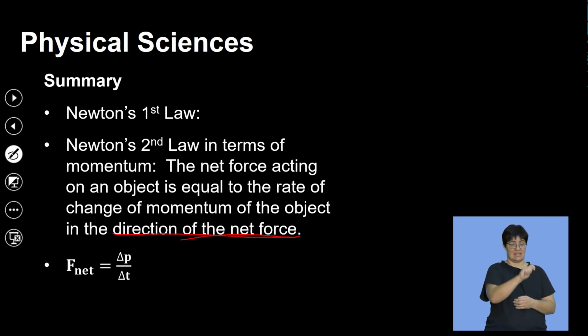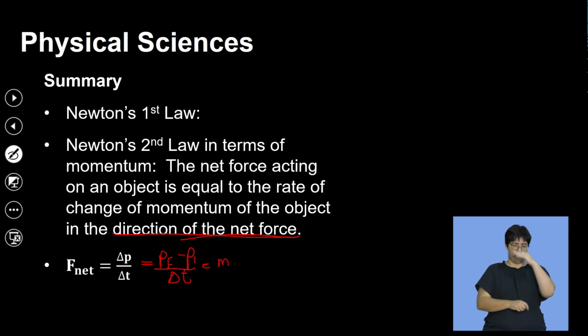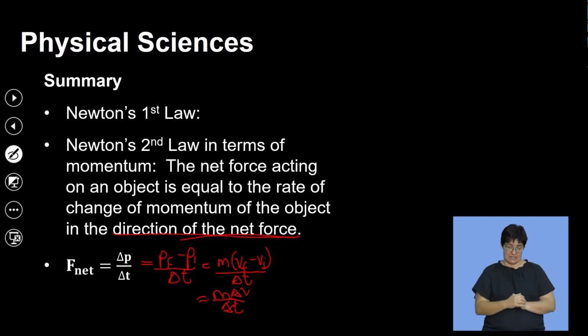Then we had the equation, F net equals delta P over delta T, okay? Remember, we can make that final momentum minus initial momentum over delta T, and we can also write it as mass times final velocity minus initial velocity, which is m delta V over delta T. Okay, this is the equation that's given to you on your information sheet.